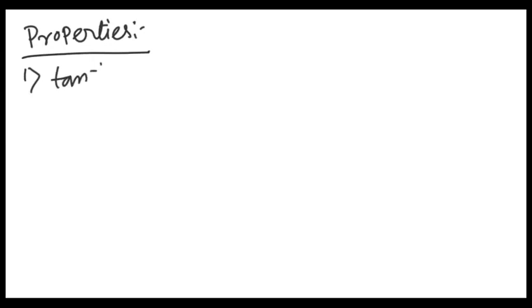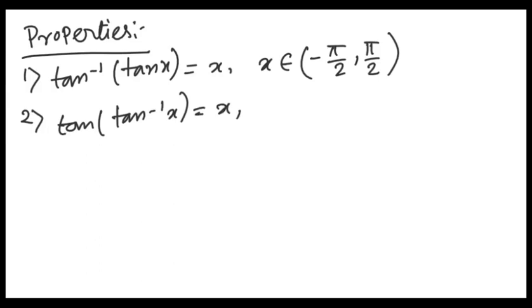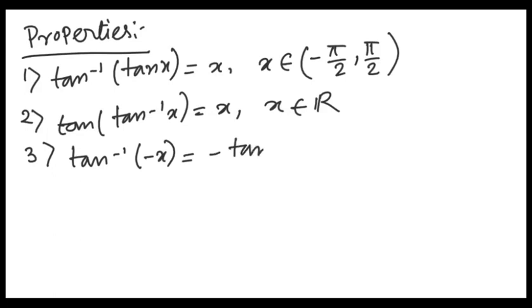Now we will discuss some important properties of tan inverse x. The first property says tan inverse of tan x is equal to x, where x belongs to minus pi by 2 to pi by 2. The second property says tan of tan inverse x is equal to x, where x belongs to R. Then the third property is tan inverse of minus x is equal to minus tan inverse of x.